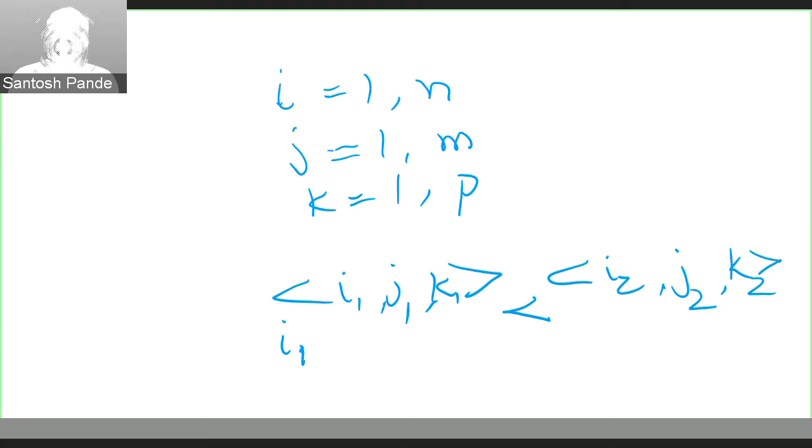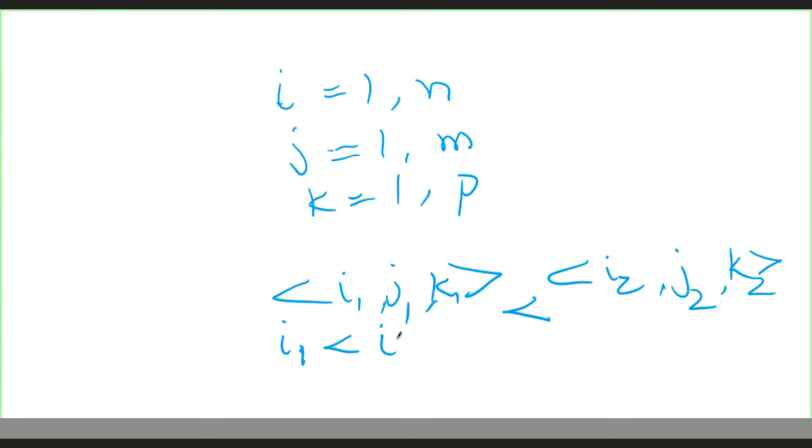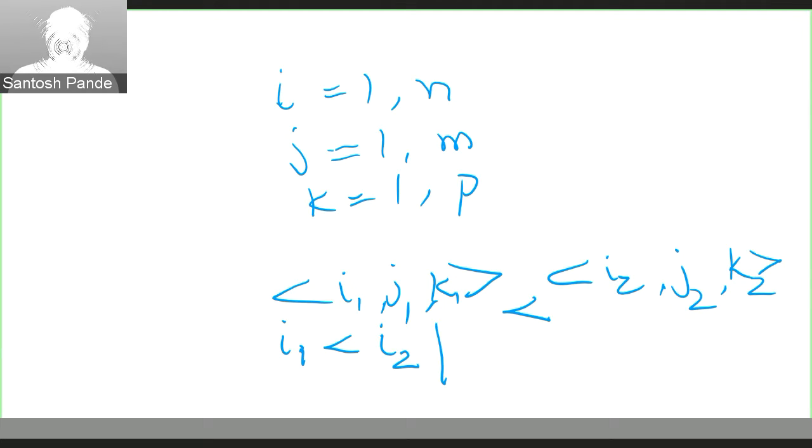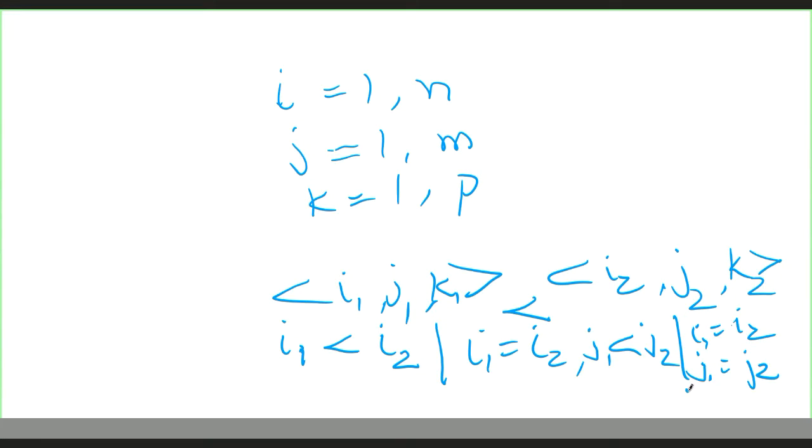I1 is less than I2. That's one possibility when this is true. But that's not the only one. The other possibility is this. So first let's write these possibilities and then we'll explain it. They're very easy to see, as you will clearly see here. Or I1 is equal to I2 and K1 is less than K2.